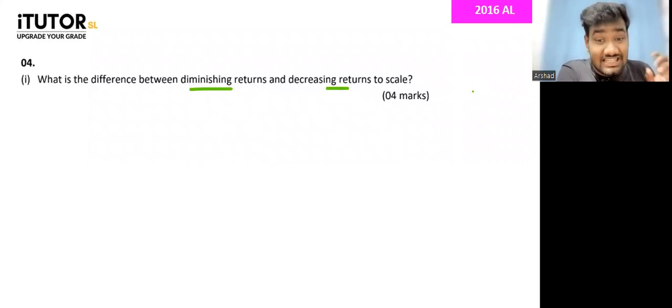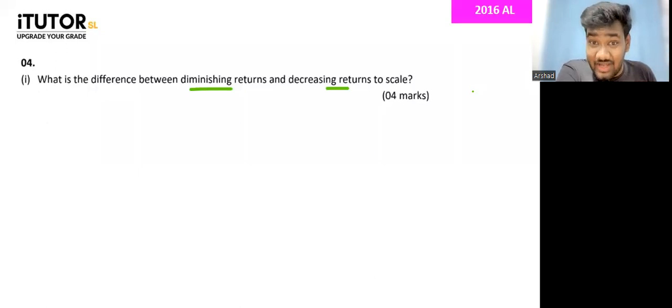This is the second stage in the law of diminishing marginal return. So you can say in this stage, total product is increasing at a slower rate, right? Marginal product is falling. You can even say average product is falling. Yeah, you can explain that. 2 marks. Then what is decreasing return to scale?